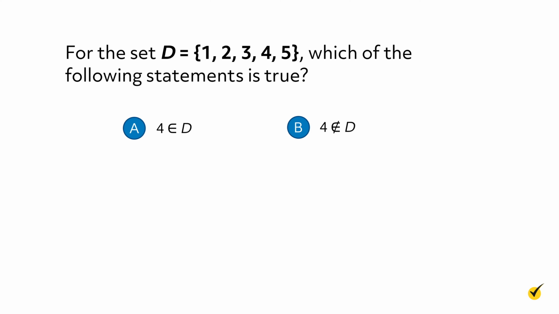Let's go through a couple quick examples of what we've learned so far. For the set D equals {1, 2, 3, 4, 5}, which of the following statements is true? The true statement is the one on the left. 4 is an element of D because 4 is included in the set D.